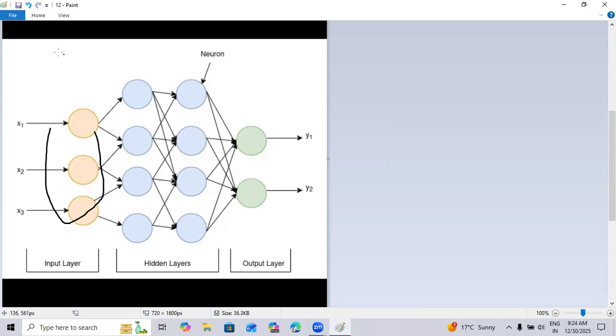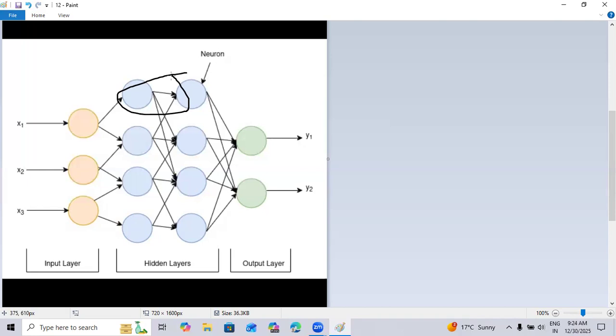Next we are going with the hidden layers. The hidden layers are the most important layers, where learning happens. This is the most crucial part of the neural network. Here we train on the data. Hidden layers extract patterns from the data. For example, in an image, the first hidden layer detects edges, the next layer detects shapes, and the deeper layers detect objects.